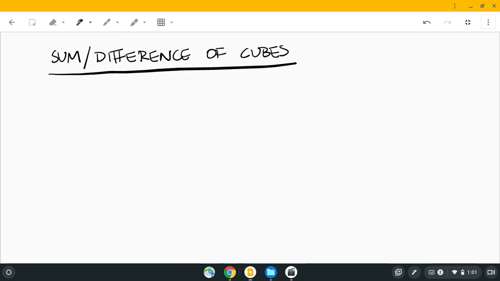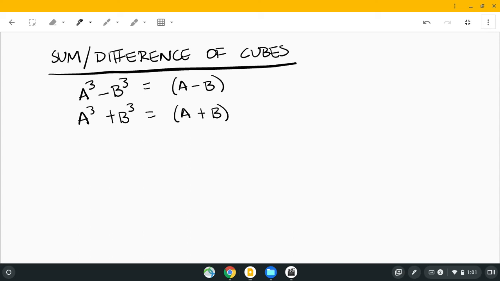Okay, so if you have the difference of cubes or the sum of cubes, then both of these are factorable. So again, identify what is being cubed. And once you identify what's being cubed, that's what goes here and here. That's what goes here and here. And these are very similar.